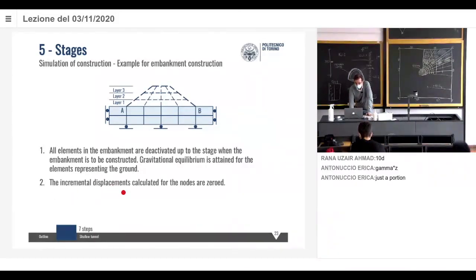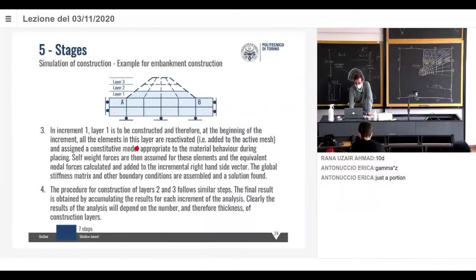The incremental displacements computed are 0, as usual. Okay, this was just to compute the initial state of stress, we zero the displacement. Then what do we do? We want to simulate the construction of the embankment. So let's do it with 3 layers, for example. So in increment 1, layer 1 is to be constructed. So we build the first layer.